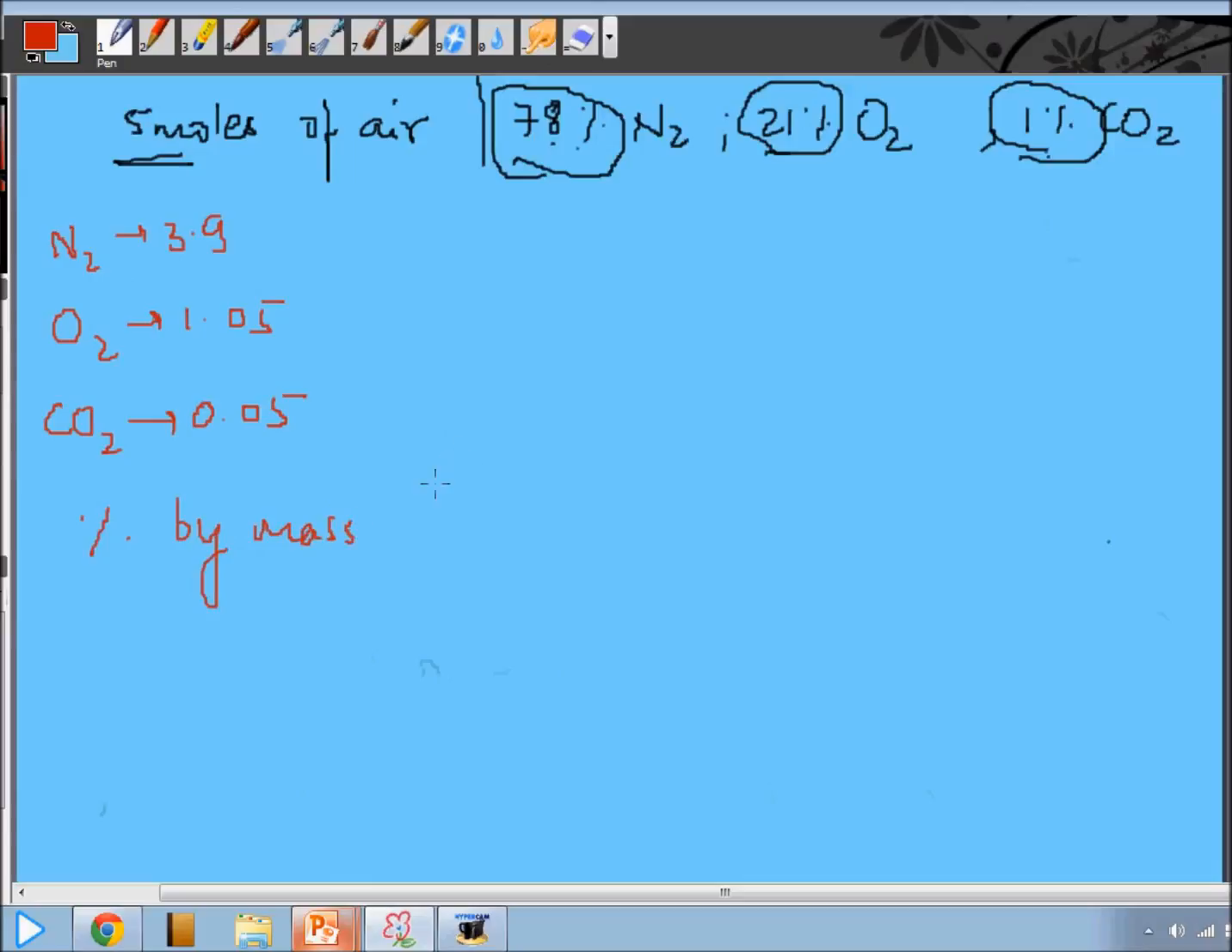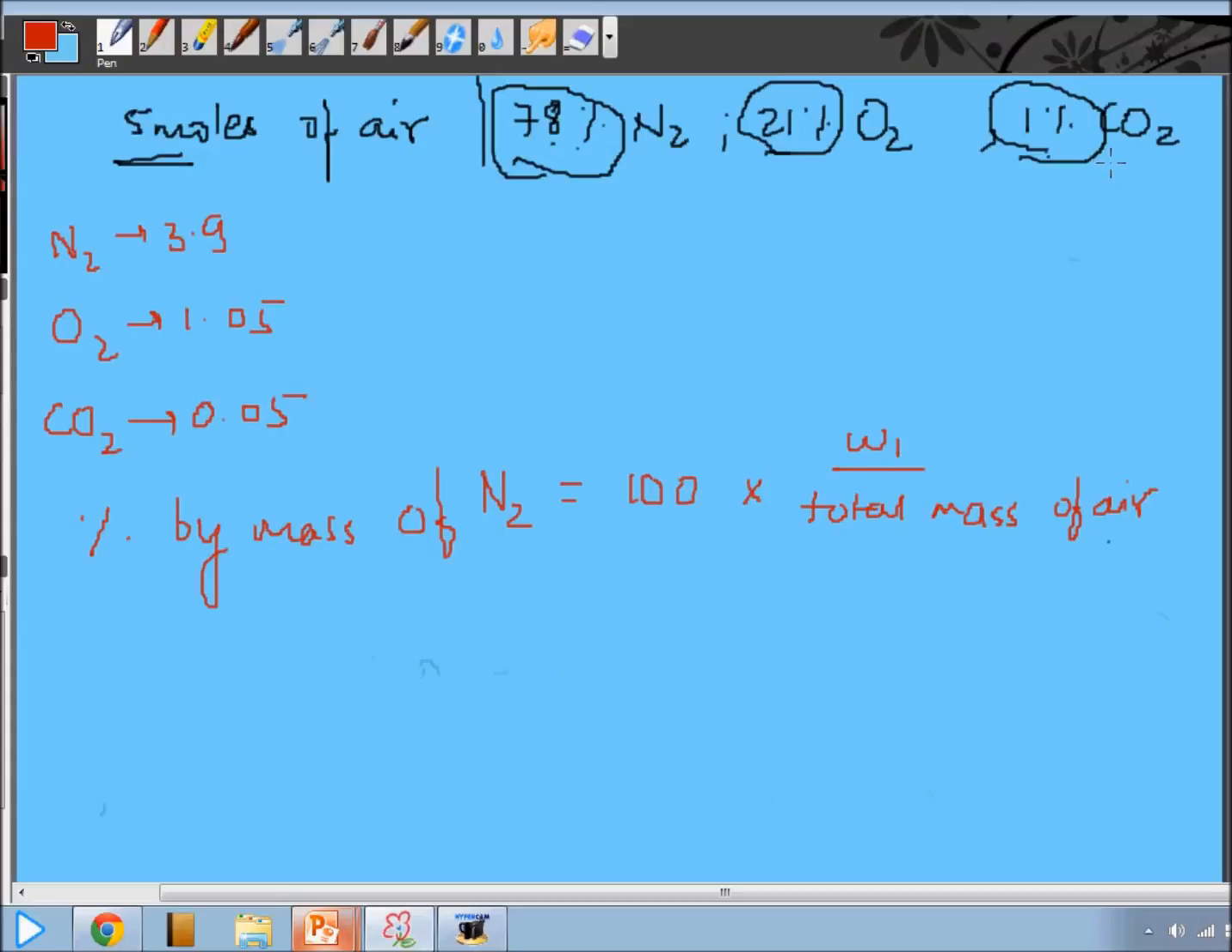Percentage by mass of N2 will be 100 multiplied by a fraction. This time the fraction will have mass of nitrogen divided by total mass of air. So percentage by mass of nitrogen will be 100 multiplied by mass of nitrogen divided by total mass of air. Similarly, percentage by mass of oxygen will be 100 multiplied by W2, the mass of oxygen, divided by total mass of air.